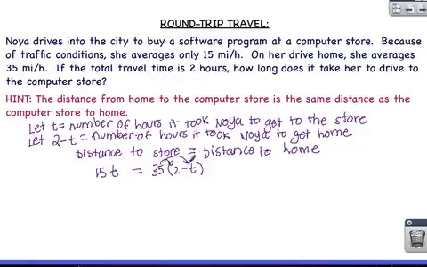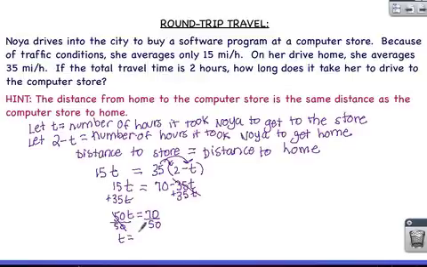We then distribute: 70 minus 35T equals our 15T. We can add 35T to both sides, and we get 50T equals 70. Divide by 50, and we get that T equals 7/5, or 1 2/5.